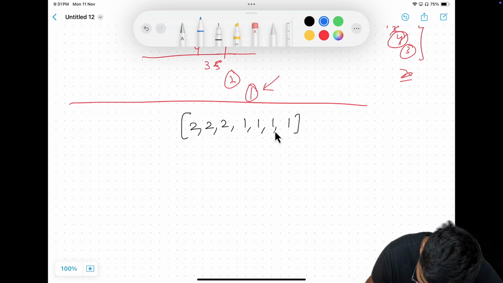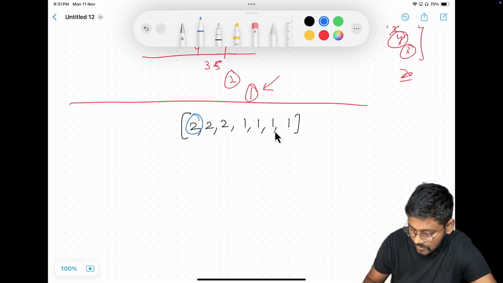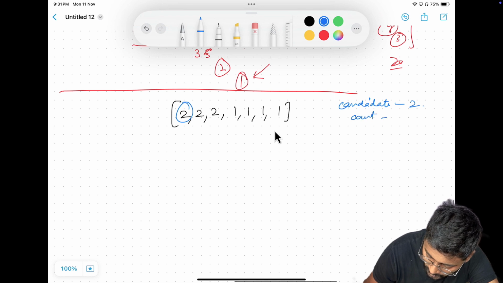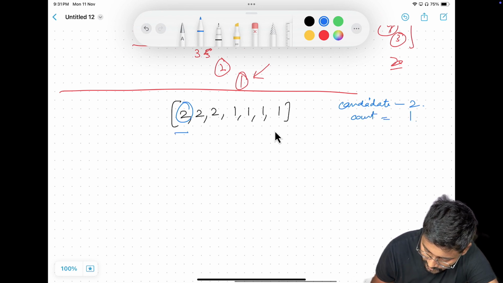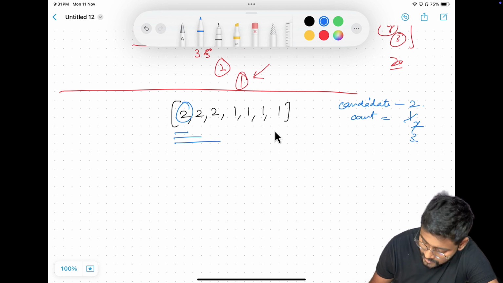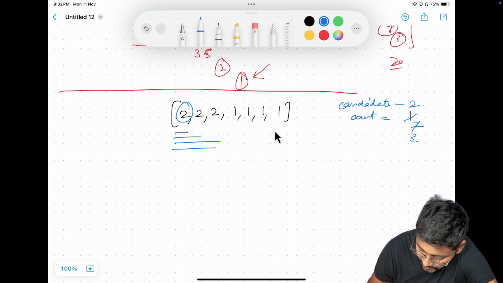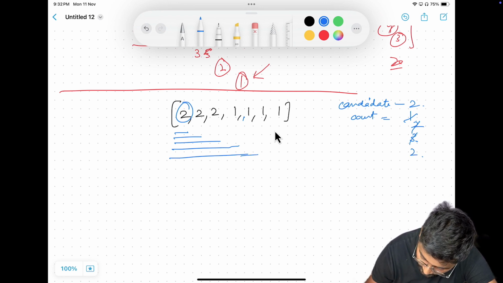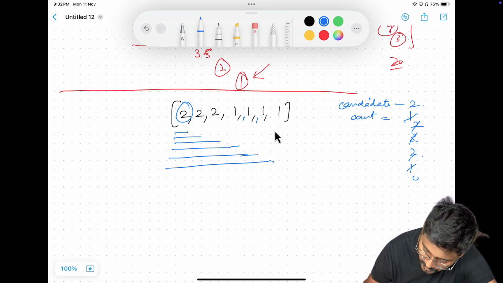Here the first element I am considering as a candidate to my answer. So the candidate here is 2 and the count of the candidate is 1 for this subarray. For this subarray the count is 2. For this subarray the count is 3 because all are the same. Now till this subarray the count is reduced to 2. Till this subarray the count is reduced to 1. Here the count is reduced to 0.